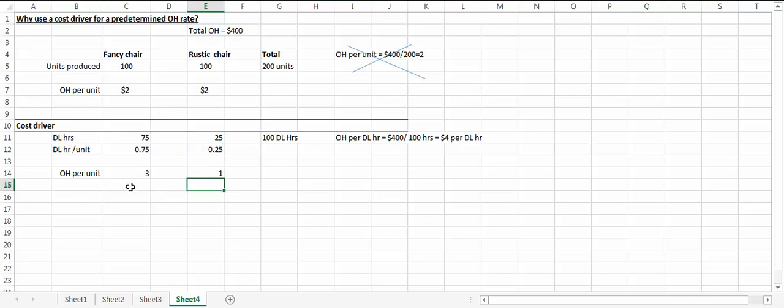So given this approach, I am allocating the same $400 to the two chairs, but I'm coming up with a system that is way more appropriate given the circumstances here. Here I would allocate evenly, perhaps incorrectly estimating overhead per unit, whereas here I'm saying, hey, the fancy chair requires more overhead, maybe it should be allocated more overhead as well. And the same goes true here. So this avoids the overestimation here and the underestimation here that we saw earlier.